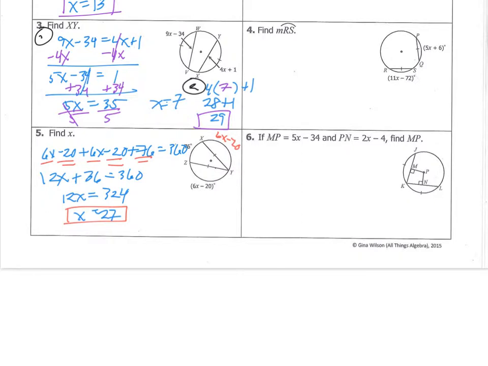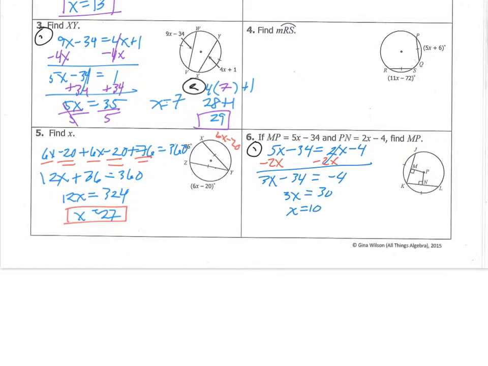So our first step, because this is going to be a multi-step one, is to take 5x minus 34 and set it equal to 2x minus 4. If I subtract 2x from both sides, because I always want to collect x's, I get 3x minus 34 equals negative 4. What happens when I add 34 to both sides? What's a negative 4 plus a positive 34? 30. Positive 30. And then divide by 3. What's x equal to? 10.